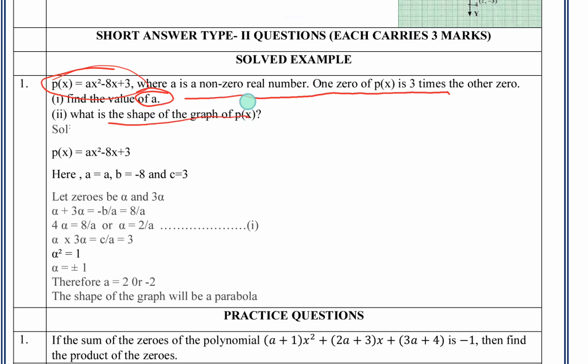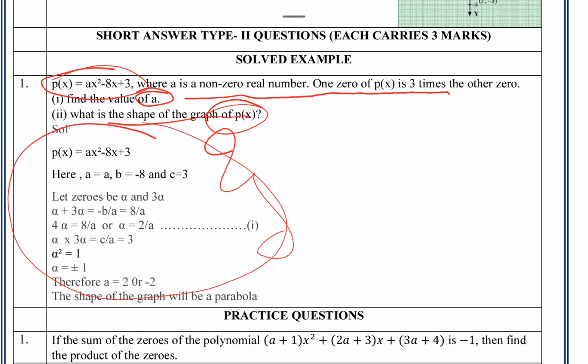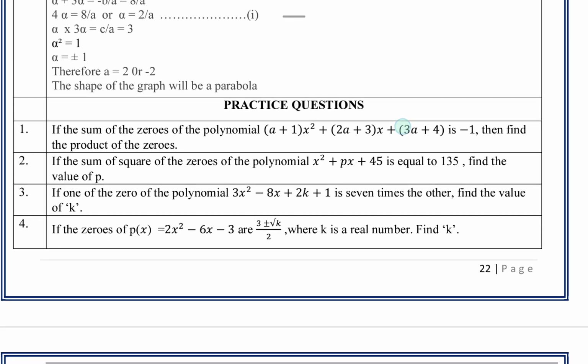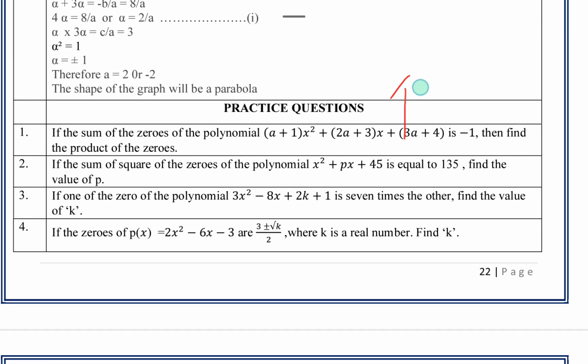What is the shape of the graph of p of x? That is the calculation we have done here. You can go through this one and solve it, because of the time span we can go for the next problems. Here a practice question is given. For that one I will give the answers. You can solve in the sheets.